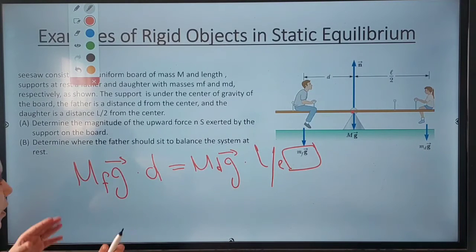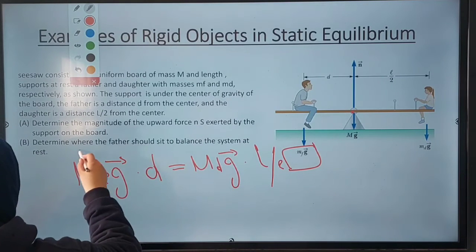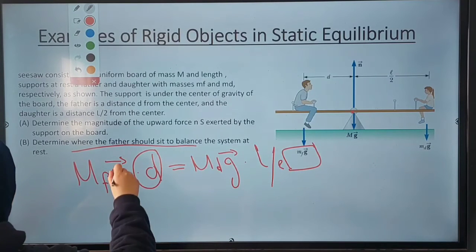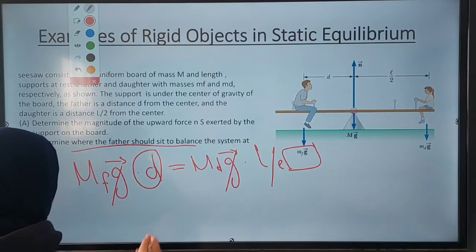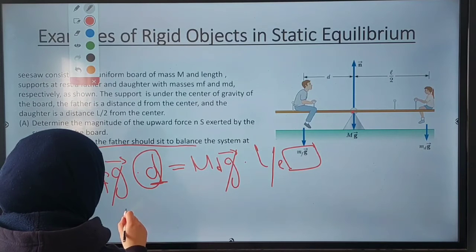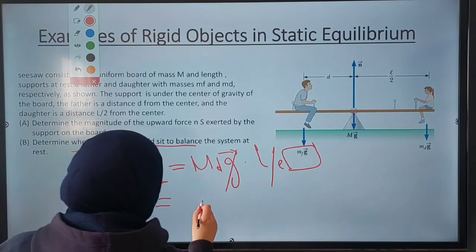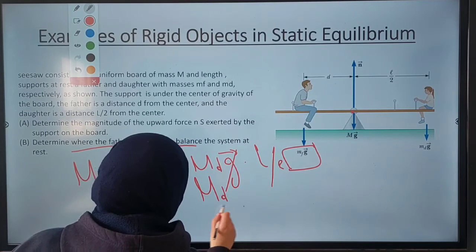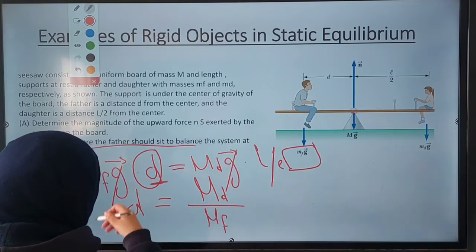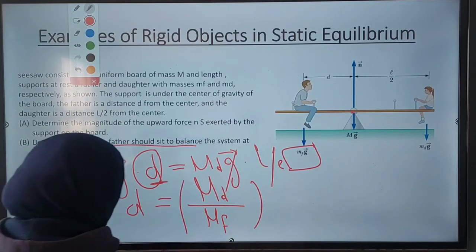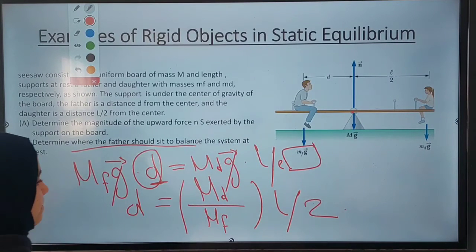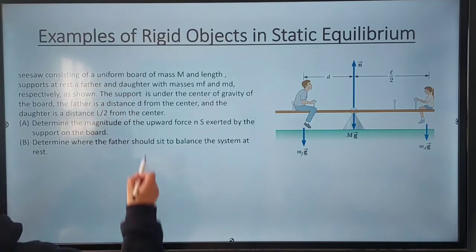So he wanted the distance, as it says where the father should sit. So he wanted d, the magnitude of d. So what we are going to do is cancel the g with the g. So d is going to equal the weight of the daughter over the weight of the father, but here we cancel the g, so it is going to be the mass of the daughter over the mass of the father multiplied by l/2. That is the first example.